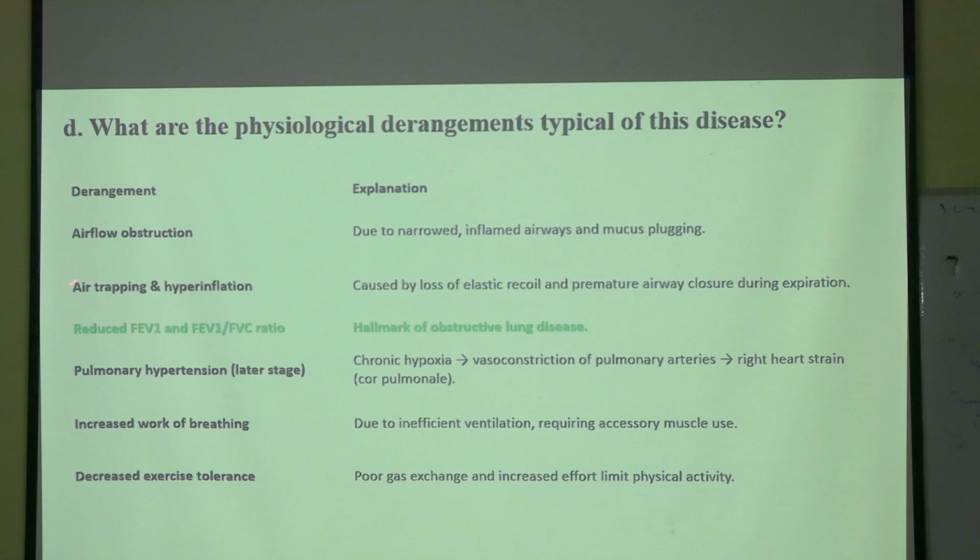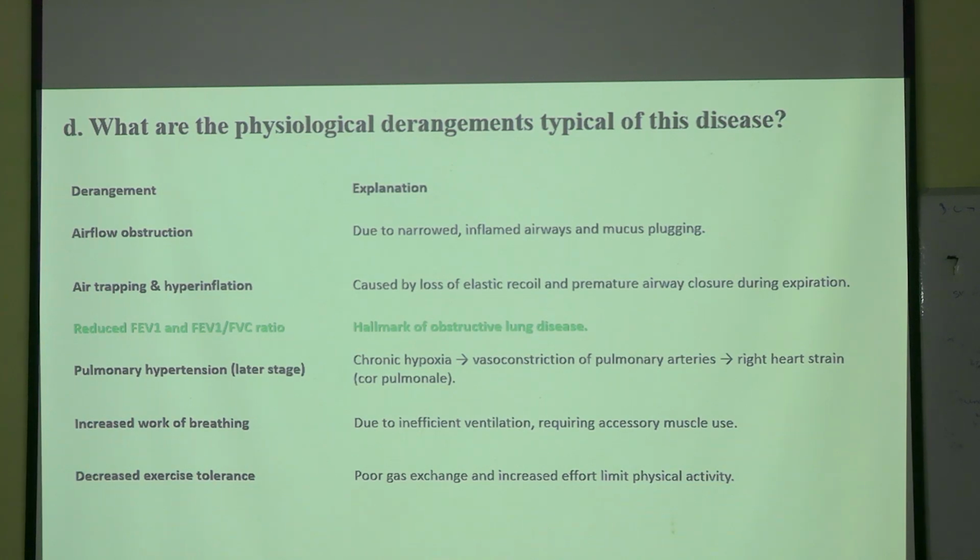Now, another important derangement is air trapping and hyperinflation. As I have already mentioned, air is trapped inside the alveoli, and due to the air trapping there is an increased expansion of the lungs called hyperinflation. It is caused by loss of elastic recoil of the lung tissue as well as premature airway closure, mainly during expiration. One thing we have to remember is that obstructive lung disease is mainly related to complications during expiration, not during inspiration. It is fully related to the abnormality during expiration.